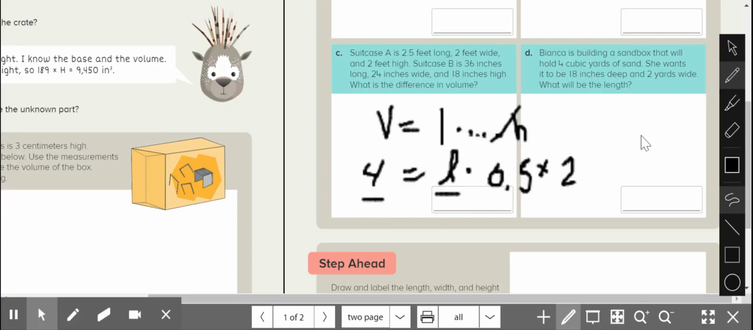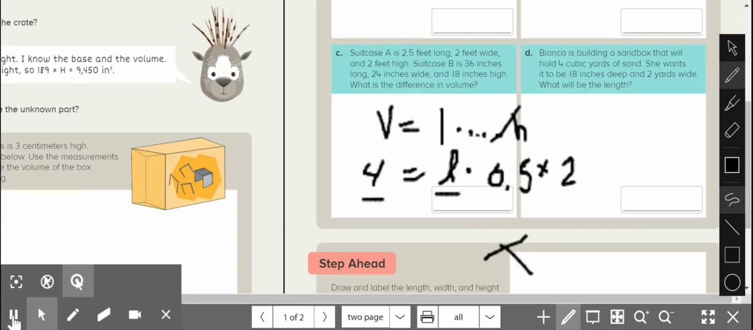Figure out what the length of that is. Good luck. Like I said, you can skip the step ahead. Do take advantage of the review video that I'll be presenting later.